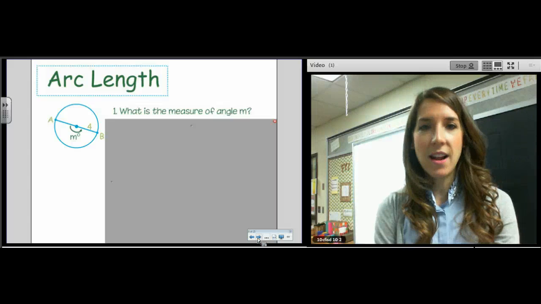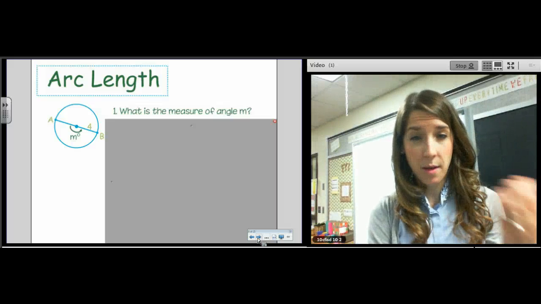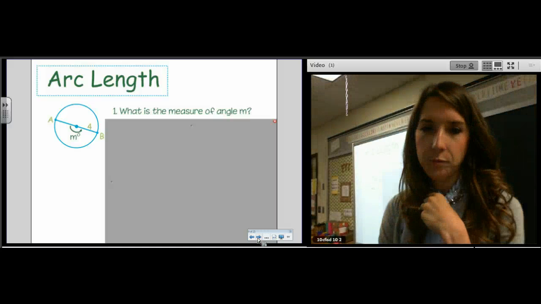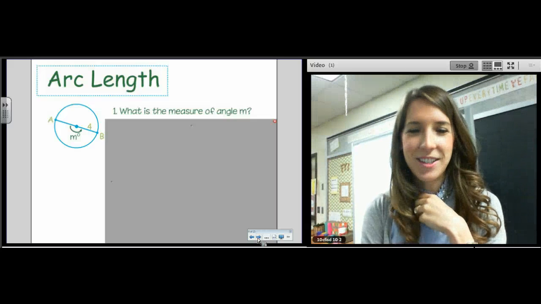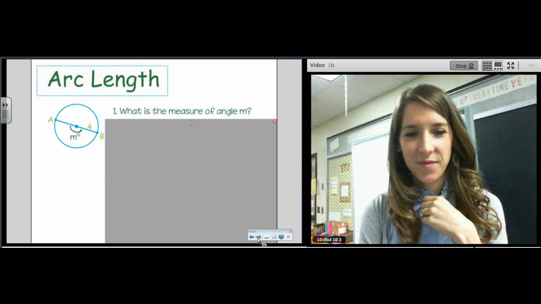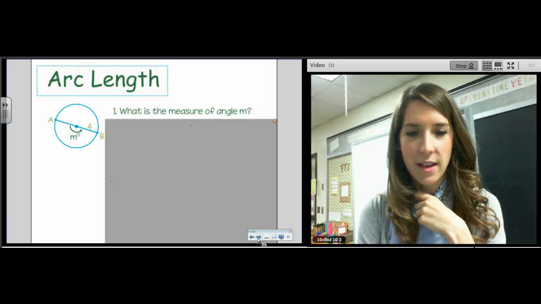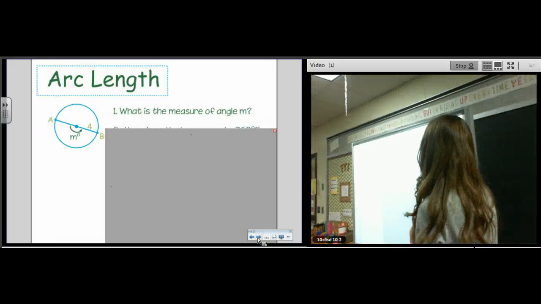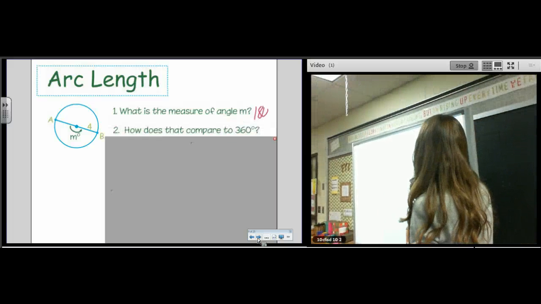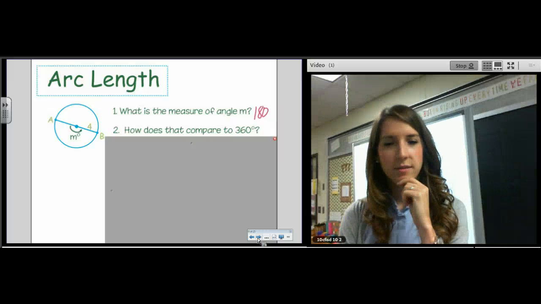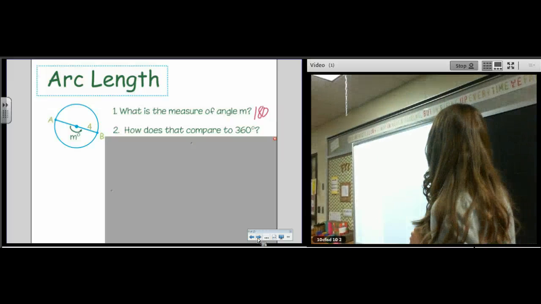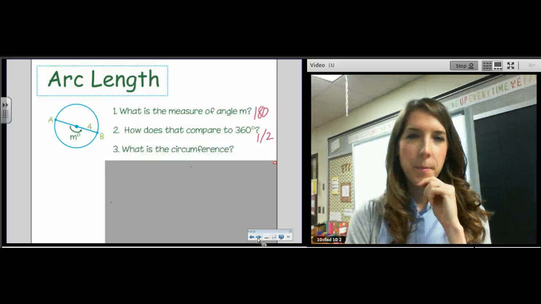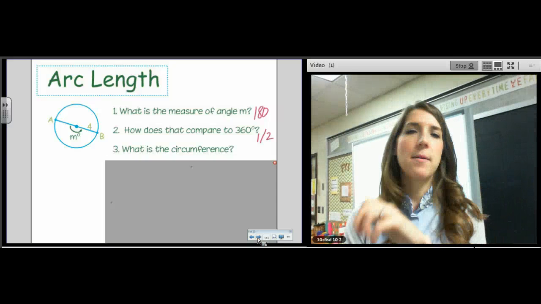So let's see if we can come up with this on our own so that you see where the formula comes from. So take angle M. What's the measure of angle M? Oh, Mean Jung, don't give it away. What's the measure of angle M, guys? 180, absolutely. How does 180 compare to 360? It's half. What's the circumference of that circle? If you went all the way around the circle, how far would you go?